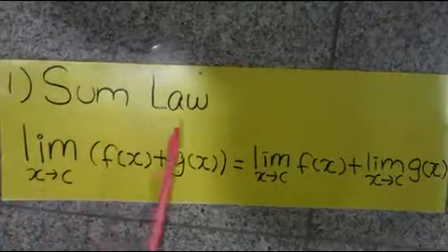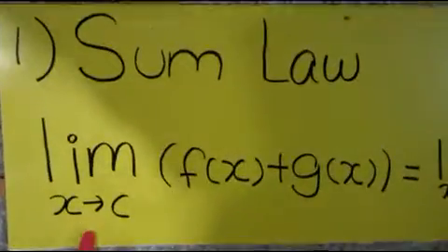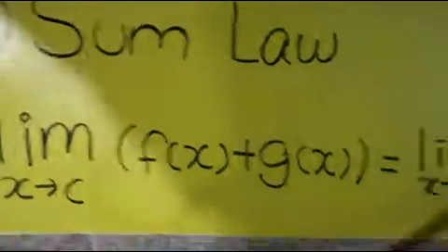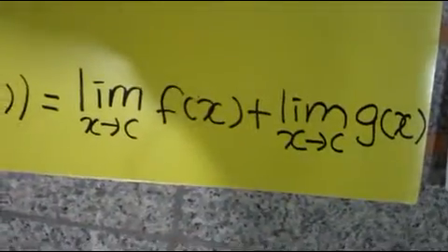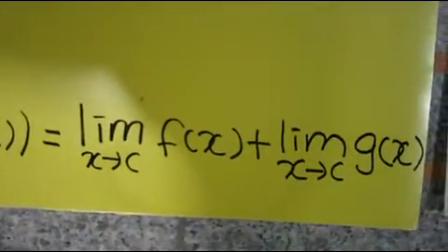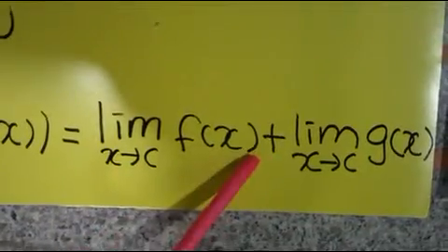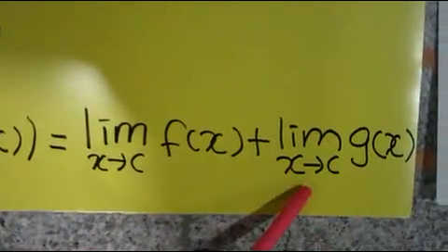First, the sum law. The sum of the combined f(x) and g(x) by limit can be separated. So, the limit of f(x) plus g(x) as x approaches c equals the limit of f(x) as x approaches c plus the limit of g(x) as x approaches c.